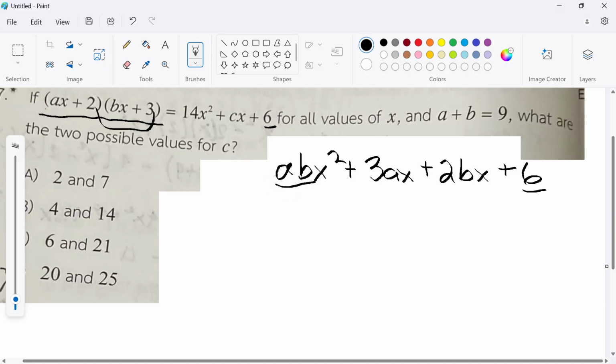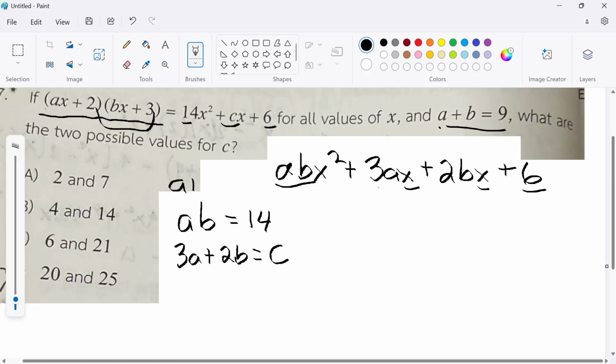Whatever's in front of x² has to equal 14. So a times b equals 14. And whatever's in front of just the x has to equal c. So 3a + 2b equals c. And then the question gives another relationship: a + b equals 9. I'll write that one up here. a + b equals 9.